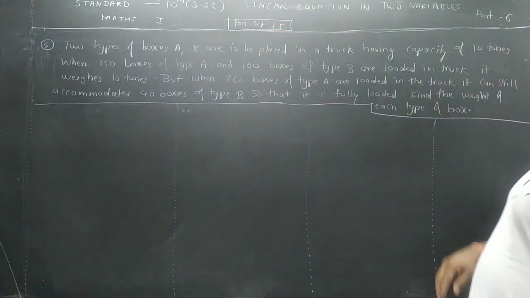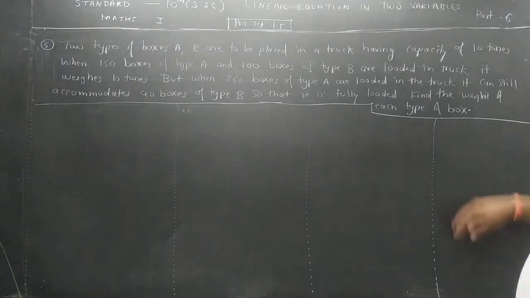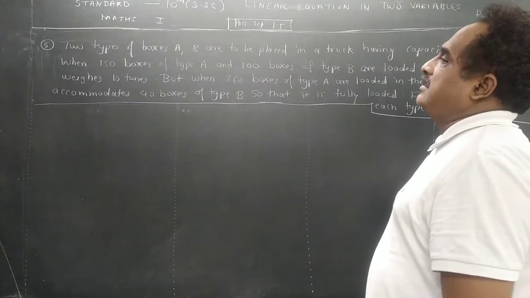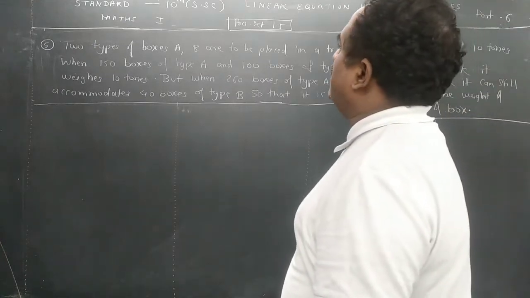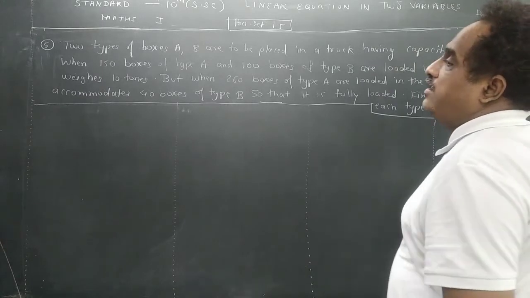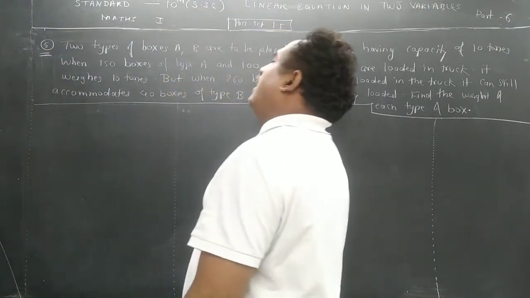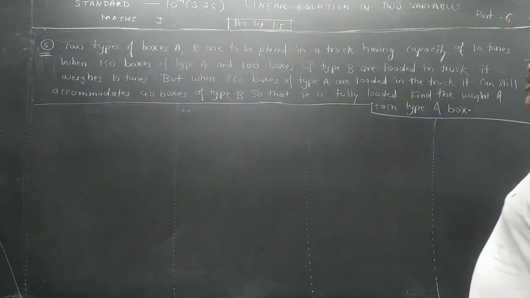Up to now we have finished with the 5 parts of linear equation in two variables. Now it is the 6th part, and in the last part we did some questions of practice set 1.5, and we are going now to start the 5th question. Now see the question properly.